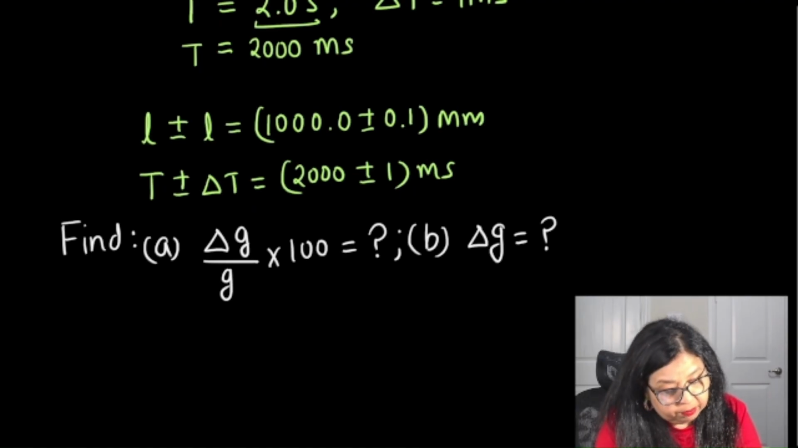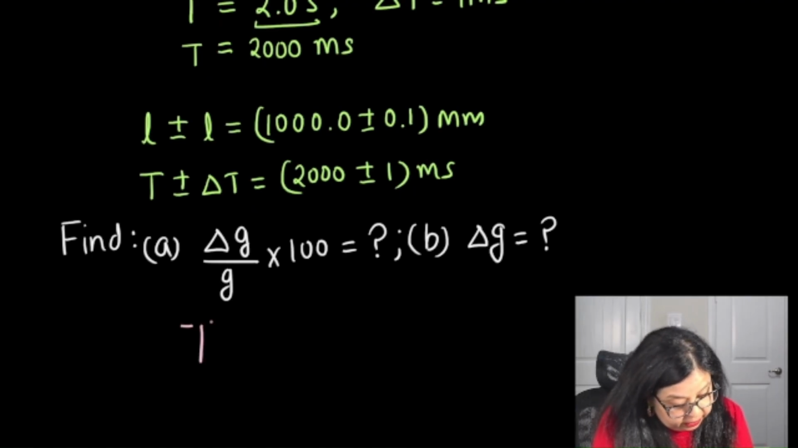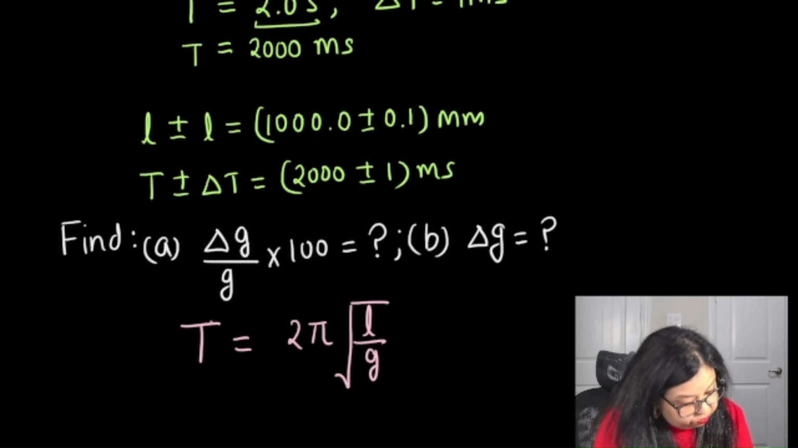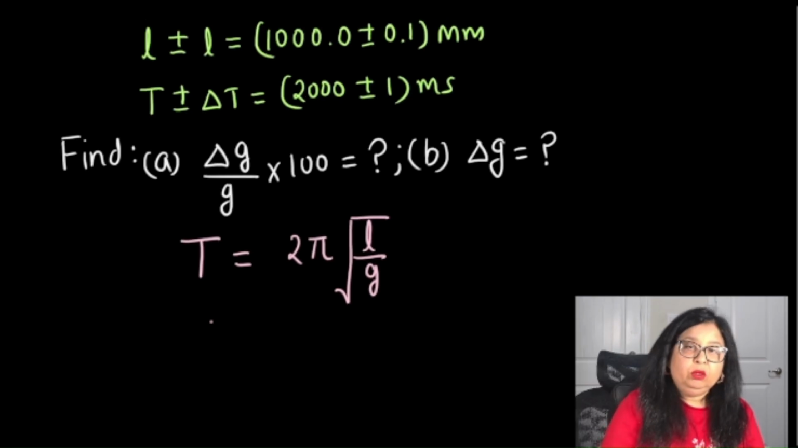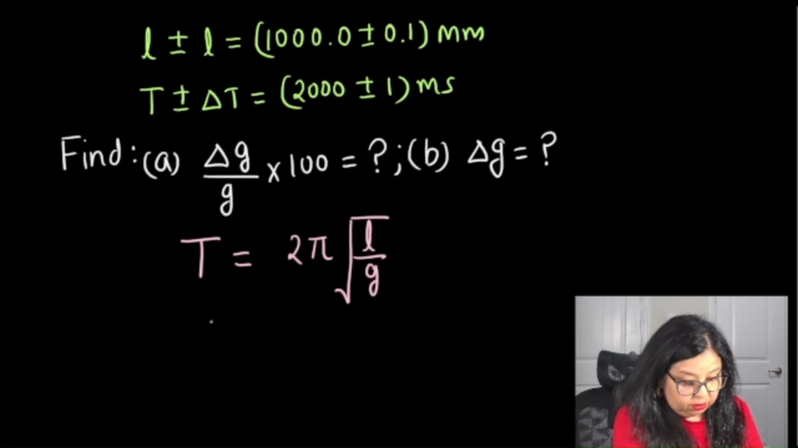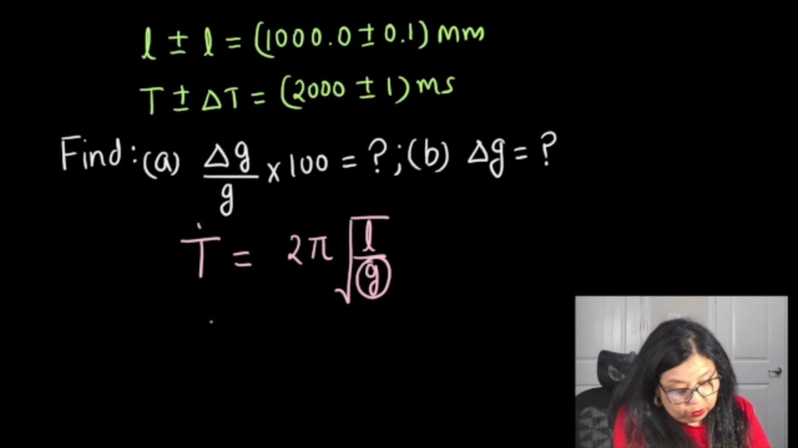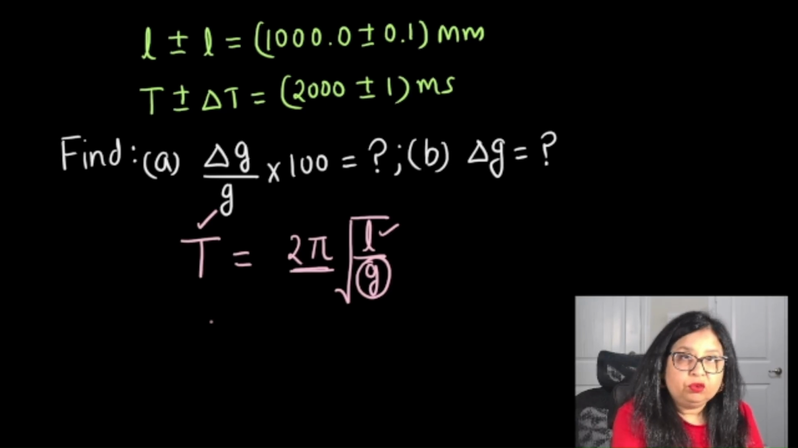We are given time period T equals 2 pi square root of L over G under the square root. So from this equation, we are to calculate this G. We know T, we know L, and 2 pi is just a constant number. So can you solve for G from this equation?